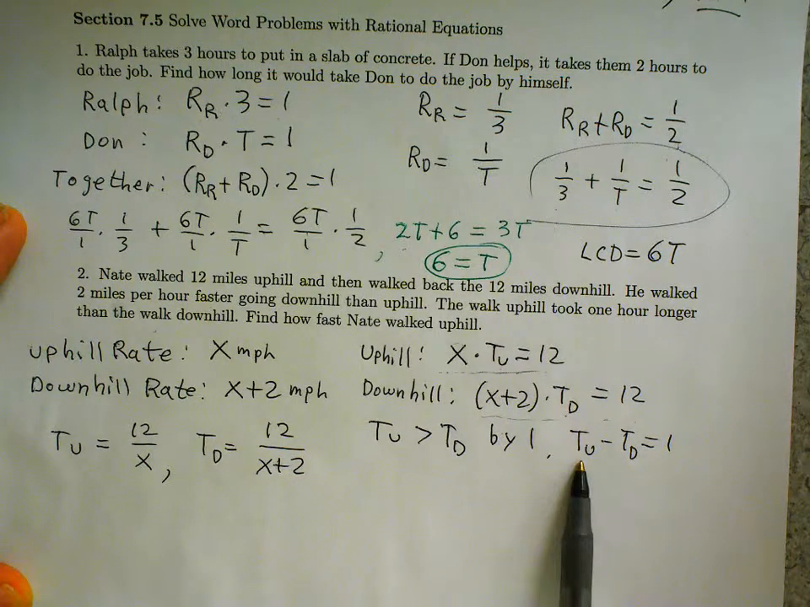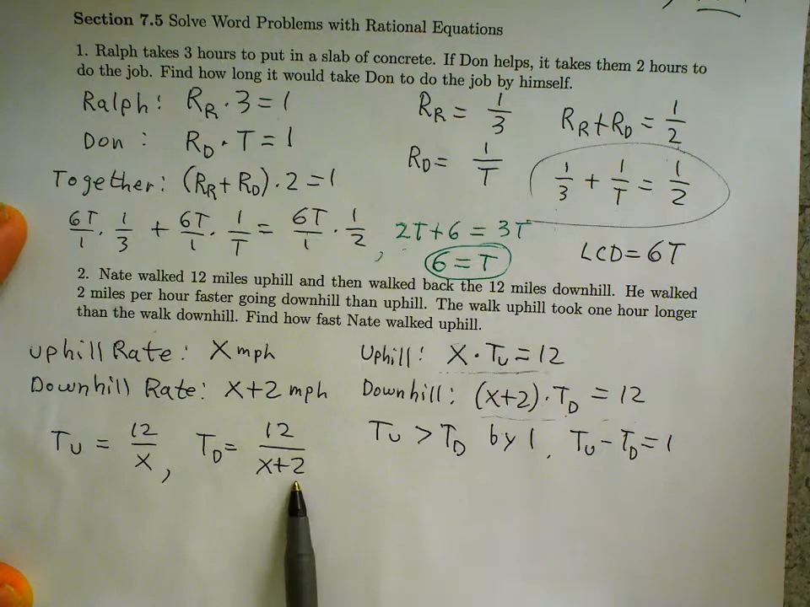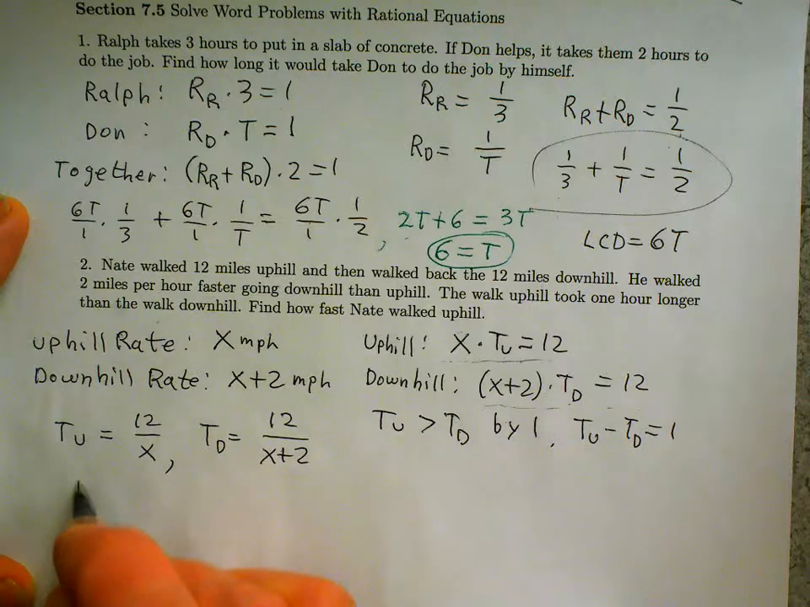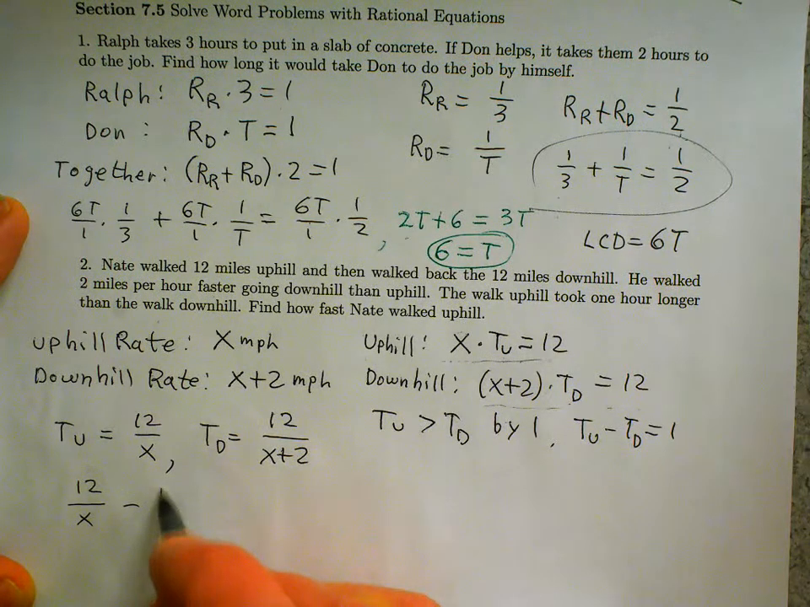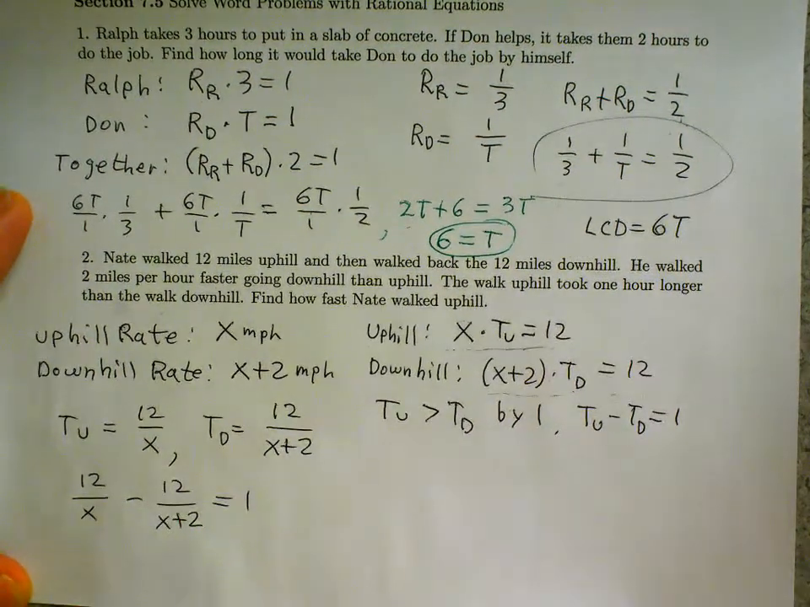And then in this equation, replace t sub u with 12 over x, and we're subtracting t sub d, which is 12 over x plus 2, and that equals 1. So in other words, 12 over x minus 12 over x plus 2 equals 1. The least common denominator is x times x plus 2.